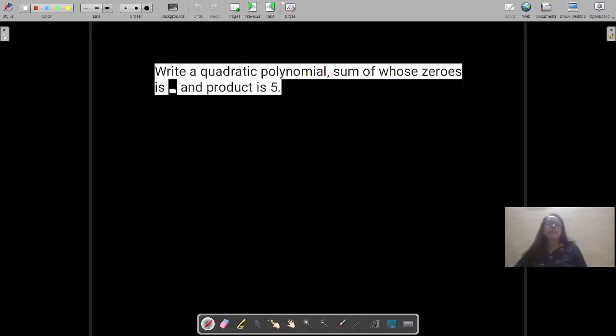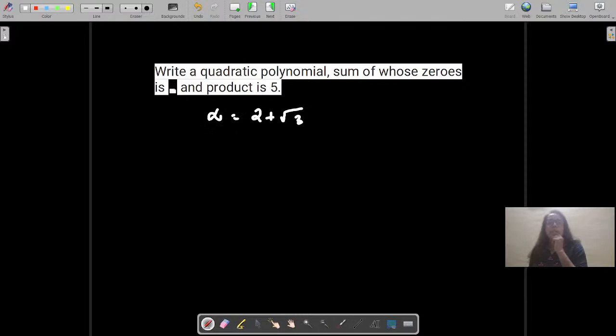So the next question is, write a quadratic polynomial whose sum of zeros is 2 plus root 3. When I was typing there, I couldn't get the 2 plus root 3, that's why that number is missing. So I'll write it here. That means alpha is equal to 2 plus root 3 we are given, and, sorry, not alpha.